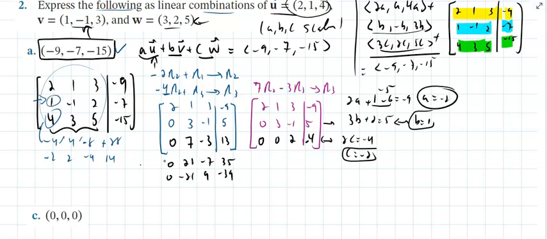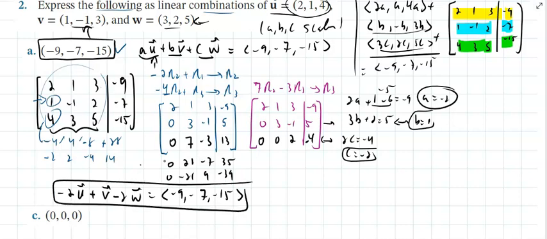So basically all of this work, what we got to is, if you take negative 2 times U plus V minus 2W, you will get negative 9, negative 7, negative 15, which means that vector is a linear combination of those three. That's what linear combination means. And I hope this clears it up somewhat.